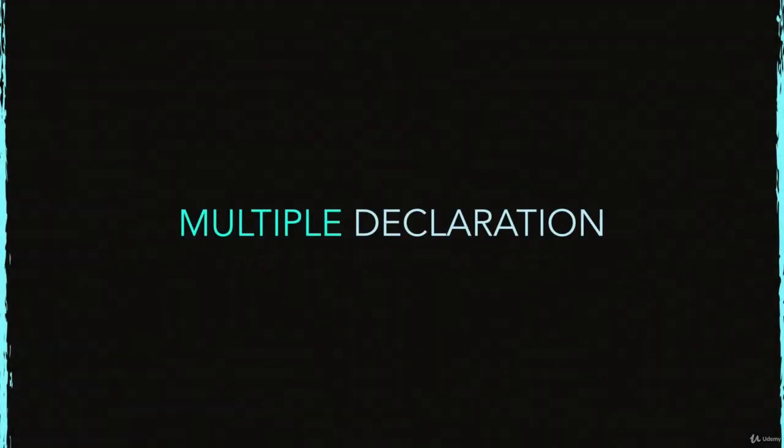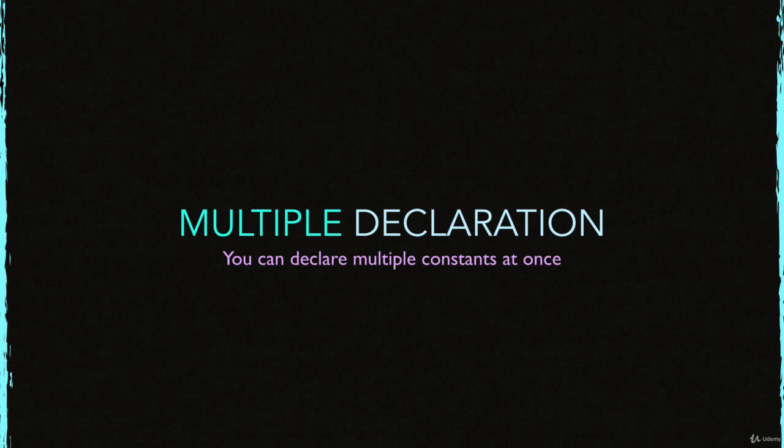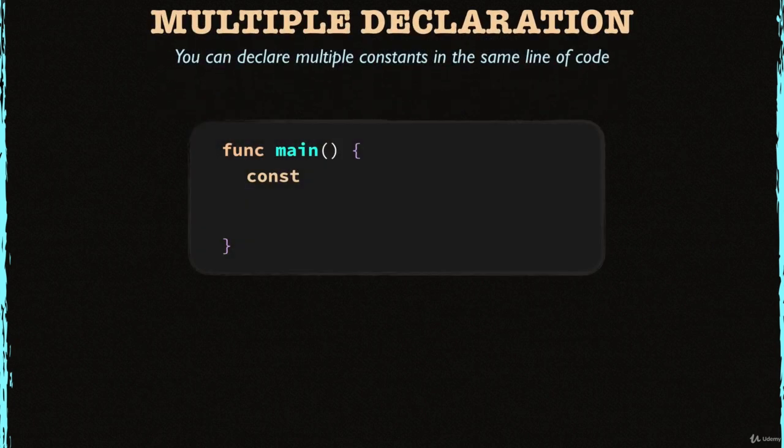Welcome. By using a multiple constant declaration, you can declare multiple constants in the same declaration statement. Let's check it out. Let's declare two int constants named max and min. All you need to do is to separate them with a comma as in here.